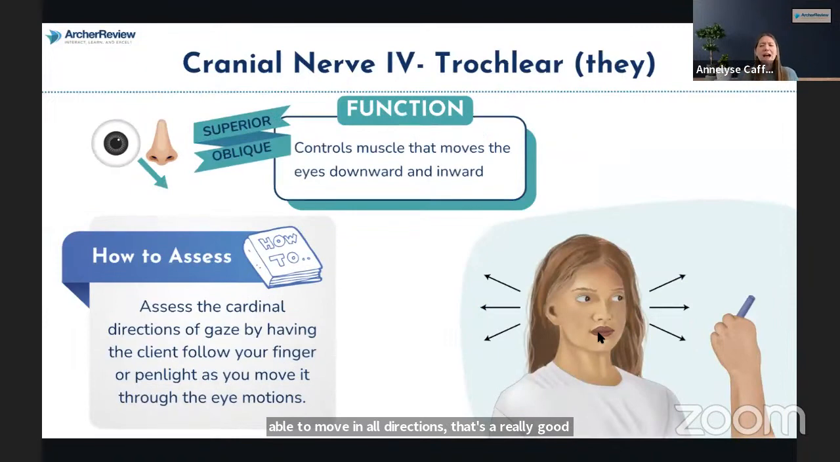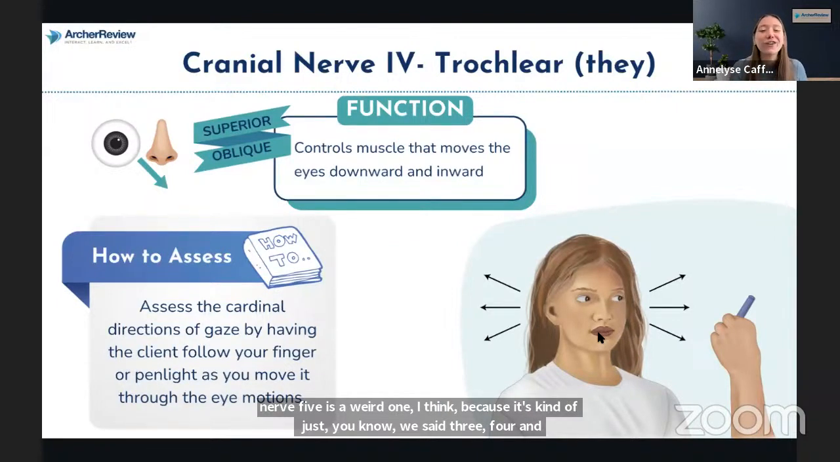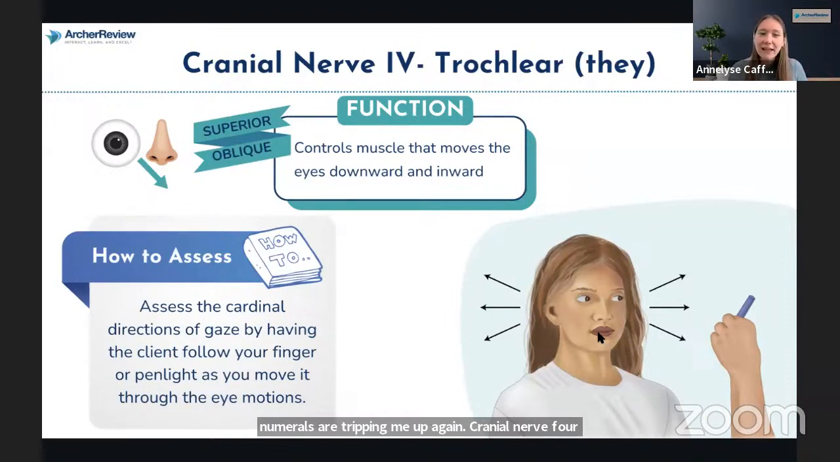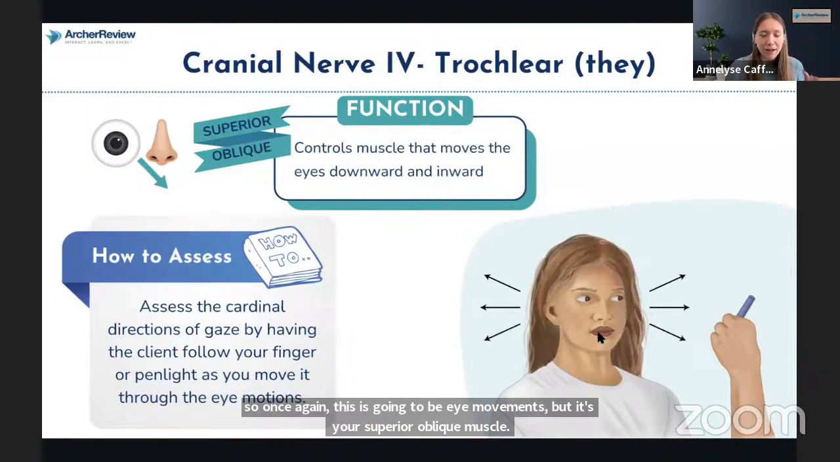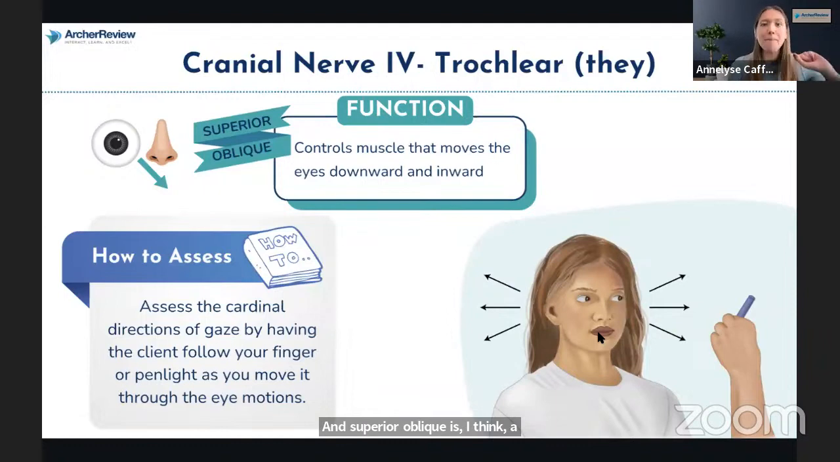Cranial nerve 5 is a weird one, I think, because we said 3, 4, and we're on cranial nerve 4. See, the Roman numerals are tripping me up again. Cranial nerve 4 is trochlear. And so once again, this is going to be eye movements, but it's your superior oblique muscle. Superior oblique is, I think, a misleading name, because that's the name of the muscle, but it moves the eye inferiorly. The way I remember this is that the oblique muscles of the eye always move the eye the opposite way of the name. So the superior oblique muscle's on the top of the eye, but it moves the eye downward.